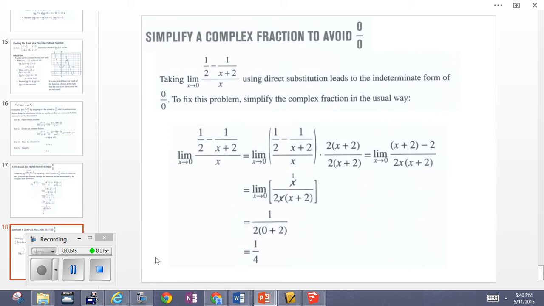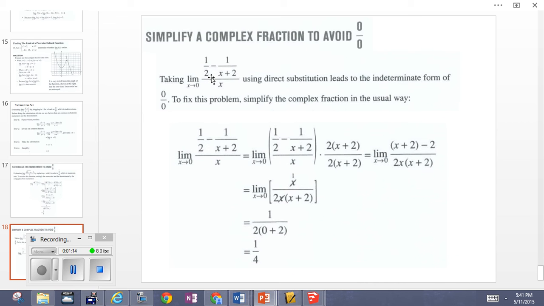So the long and short of it is to simplify the fraction algebraically, so that you can then do the direct substitution and evaluate the limit, okay? So that's what happens here. Obviously, we're going to ask you to take the limit at the value for which the denominator is undefined. And again, just because it's undefined does not mean the limit does not exist, okay?